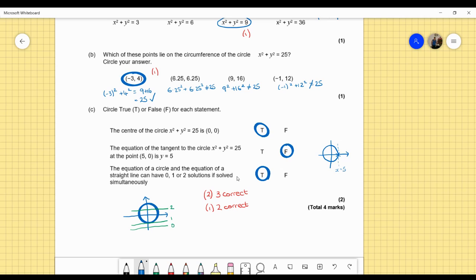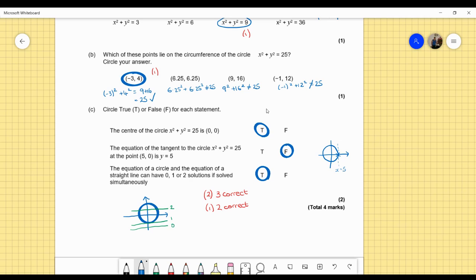And then the last one, the equation of a circle and the equation of a straight line can have 0, 1, or 2 solutions if solved simultaneously. And again, there's a diagram here just to show you. So if I've got my circle equation, if I draw a line down the bottom here that doesn't touch the circle at all, then it would have 0 solutions. A tangent that just touches the edge of the circle at one particular point would then have 1 solution, or the top line here where it goes through the circumference on 2 occasions then would have 2 solutions. So yes, it is true that they can have 0, 1, or 2 solutions.